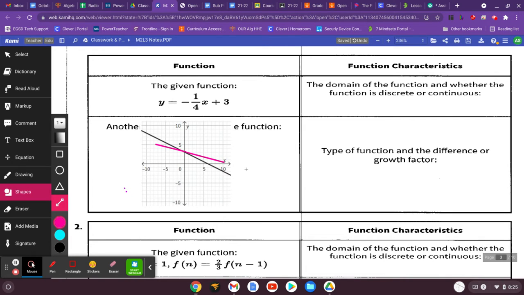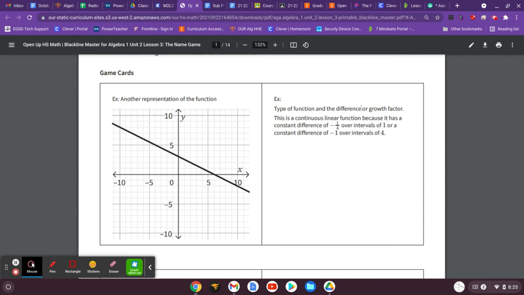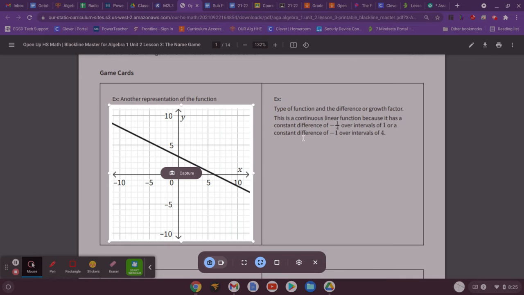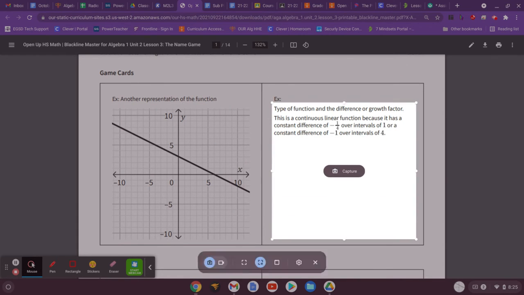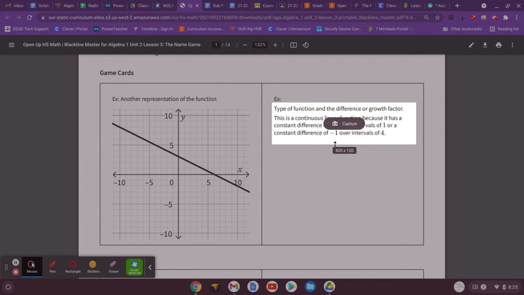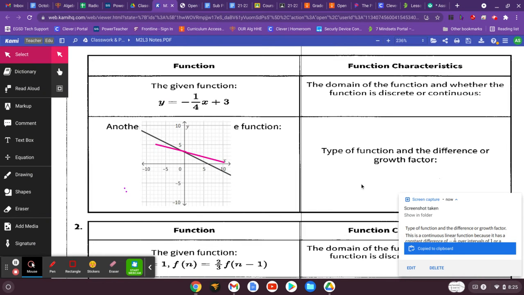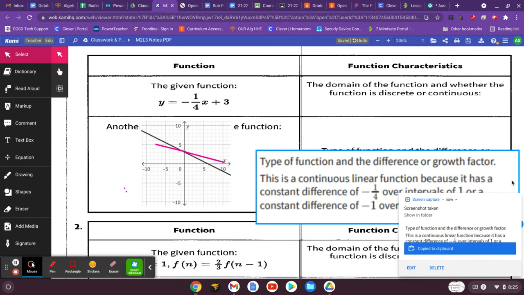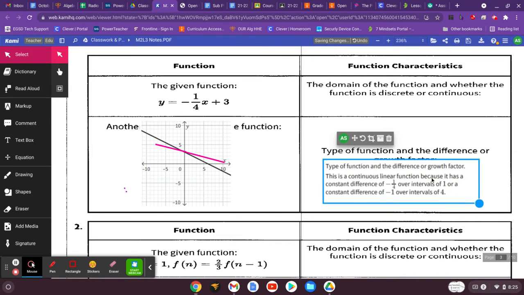Okay, and so then the other example happens to be our type of function and the difference. It's continuous, linear, and it's over here. So let's go ahead and take that one and put it over here as our type of growth factor. Ooh, we need to shrink this down. Okay, here we go. So what's missing now is the domain of the function.